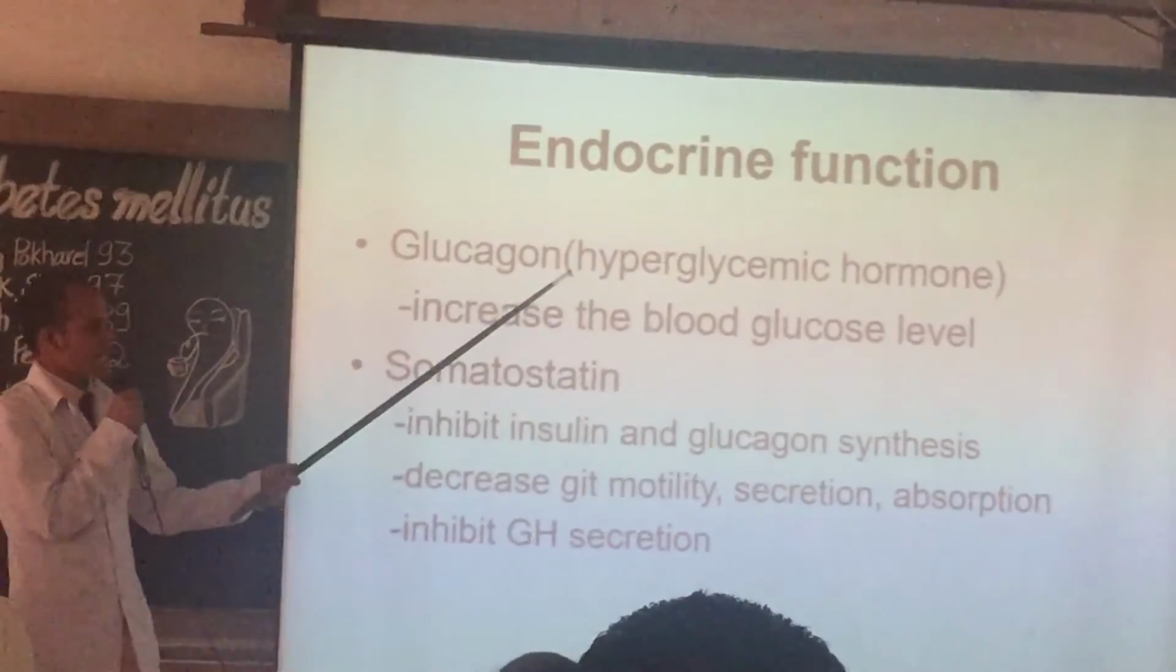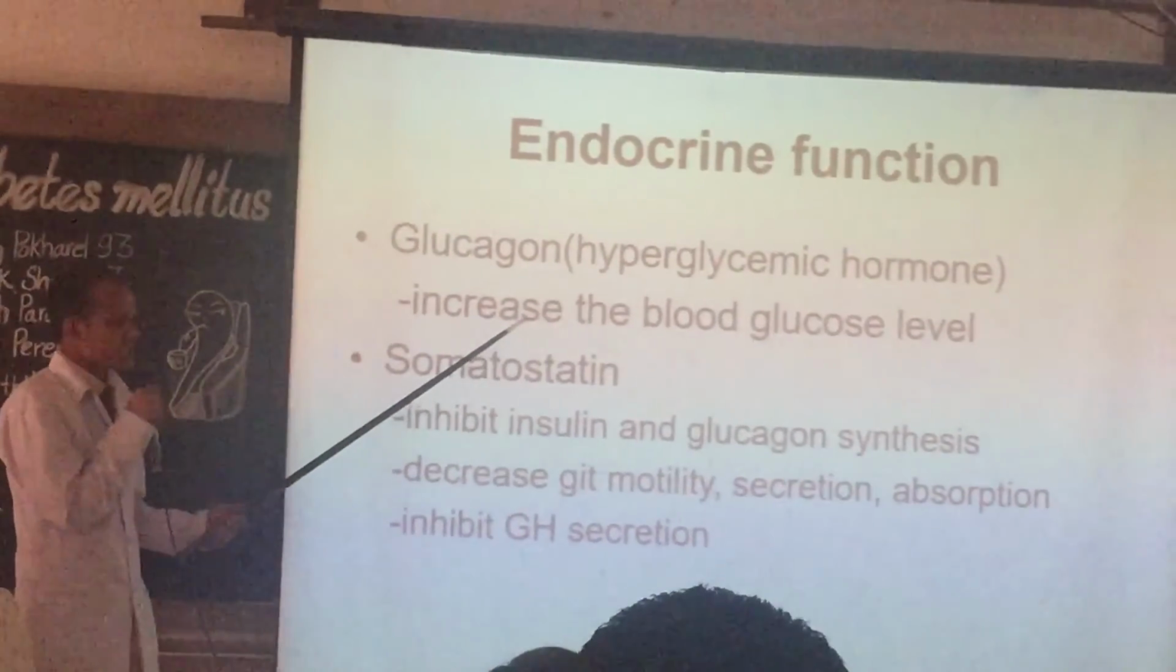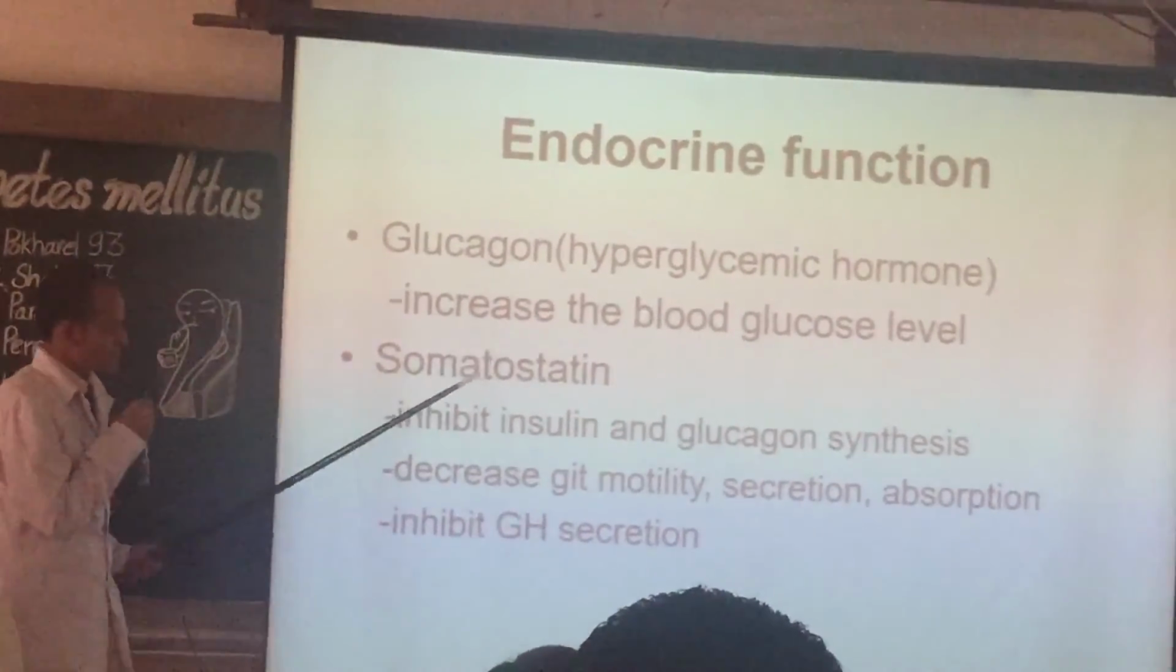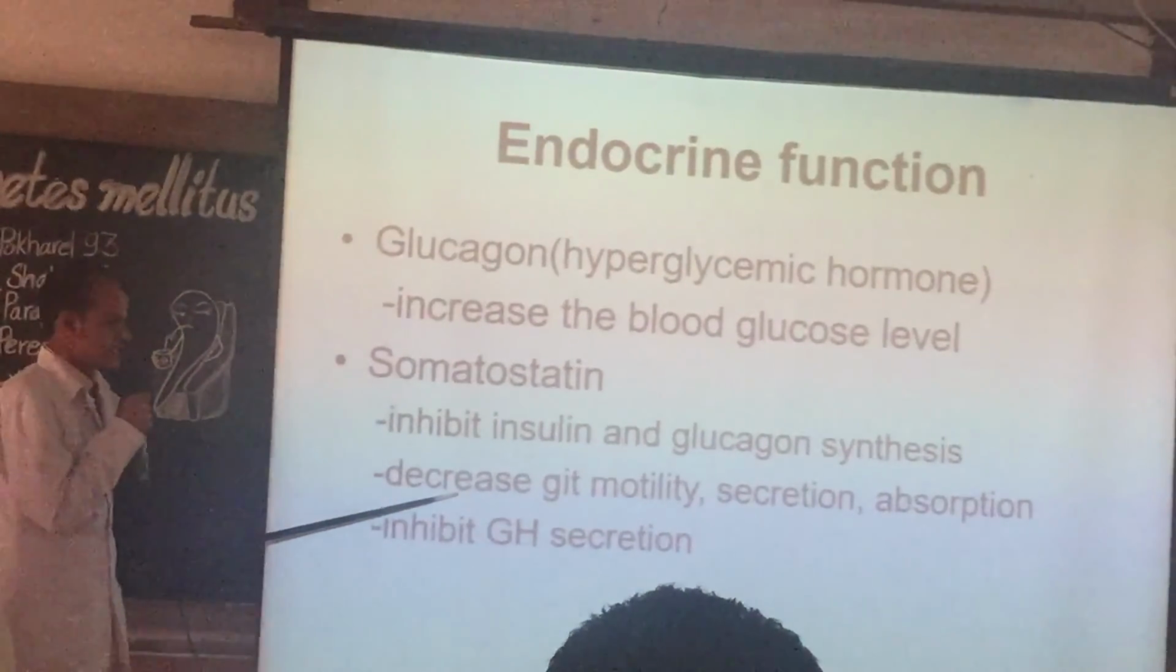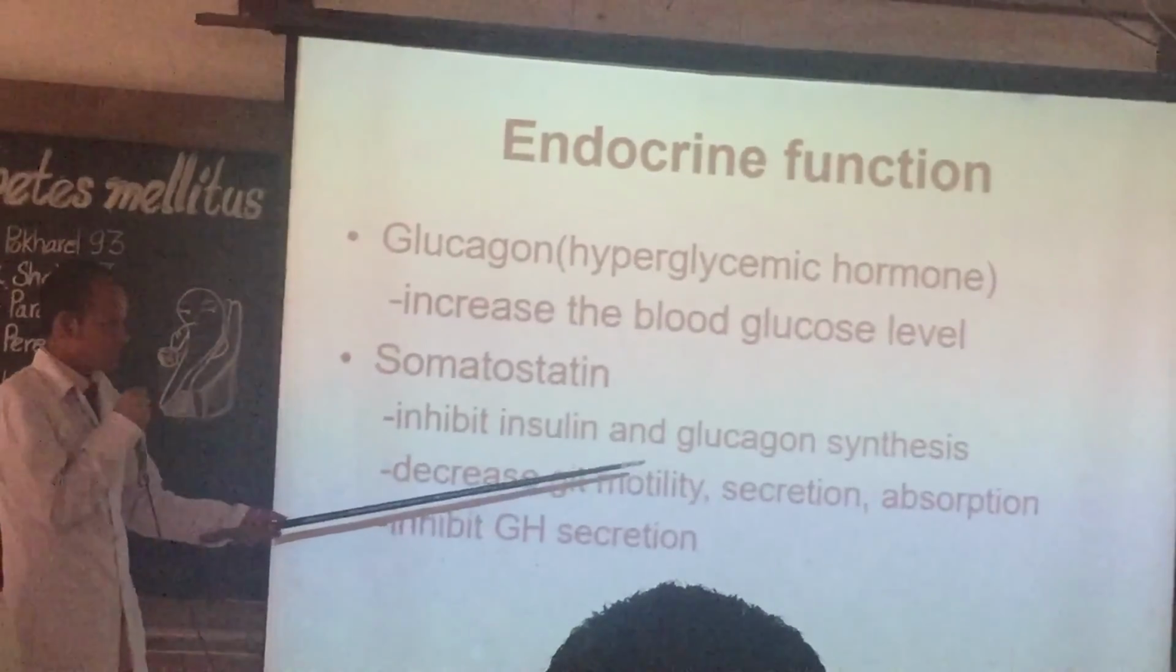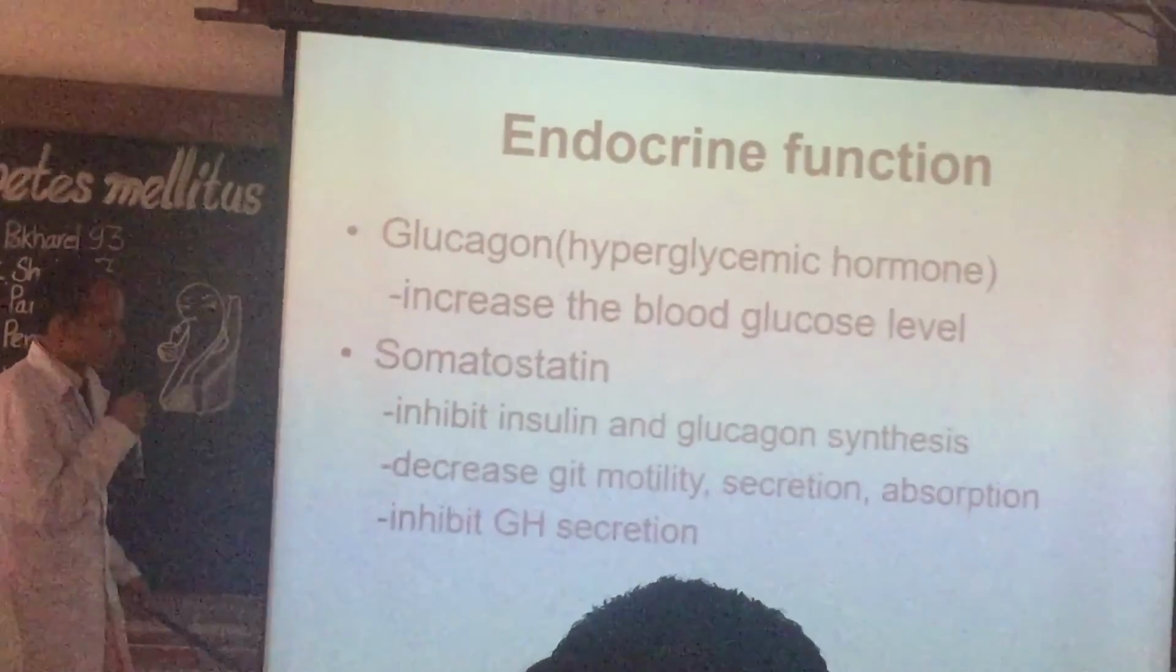Glucagon is also known as the hyperglycemic hormone. It increases the blood glucose level. Somatostatin inhibits insulin and glucagon synthesis, it decreases GIT motility, secretion and absorption, and it also inhibits growth hormone secretion.